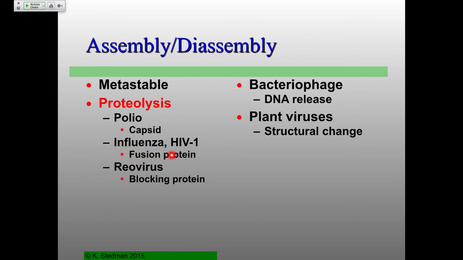Influenza and HIV-1 have these so-called fusion proteins that are only made through the proteolysis process. One of the best HIV-1 drugs is in fact a protease inhibitor, not just for this purpose, but for other purposes as well. And then reovirus actually has a specific blocking protein that needs to get broken down in order for that virion to actually be infectious.